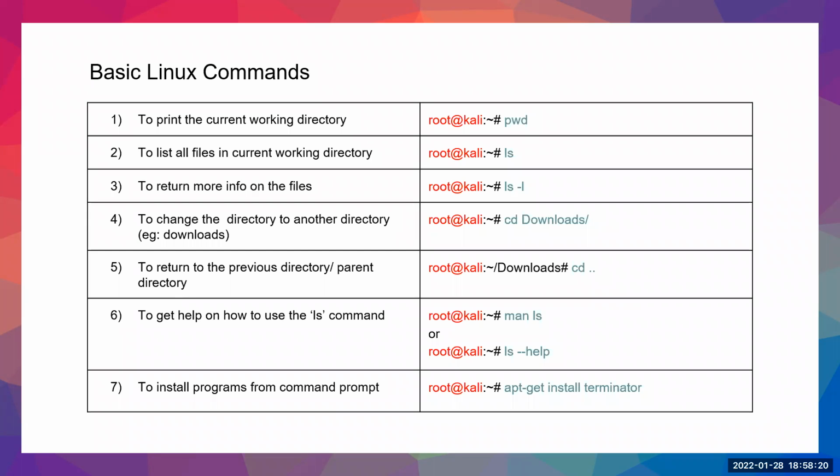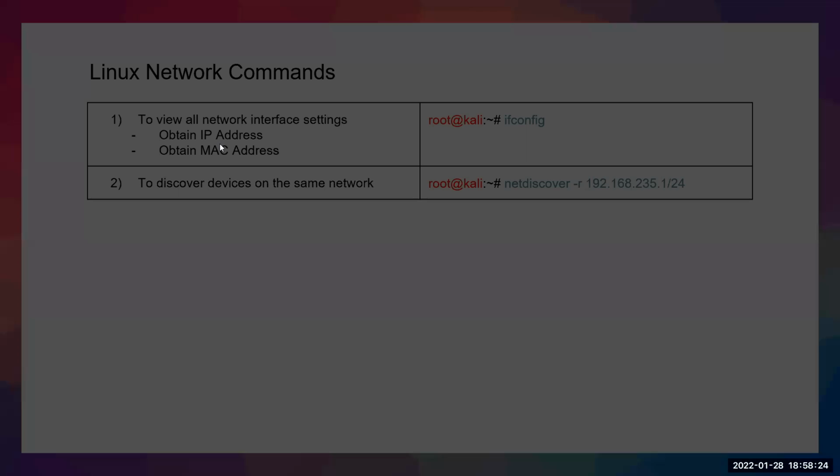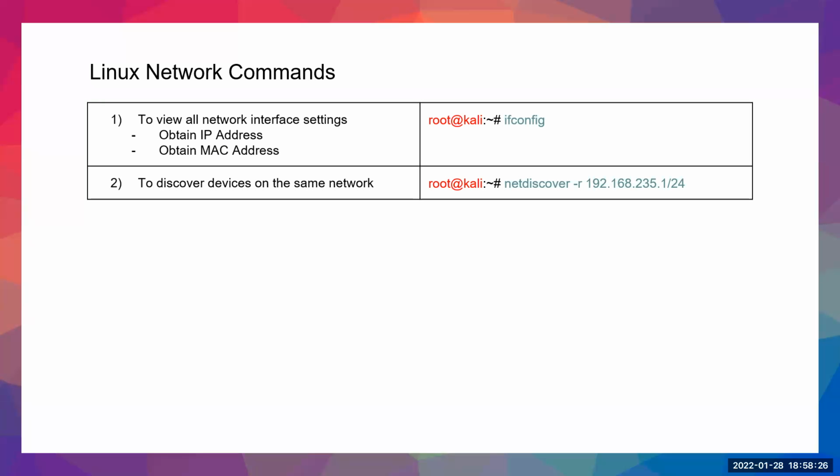Okay, now we'll be moving on to the next slide. So these two commands are the more usually used ones, and we'll be using them more frequently later on, because the first command will help us to obtain the IP address and the MAC address. So you just type in ifconfig into your terminal, and then you'll be able to see the IP address and the MAC address.